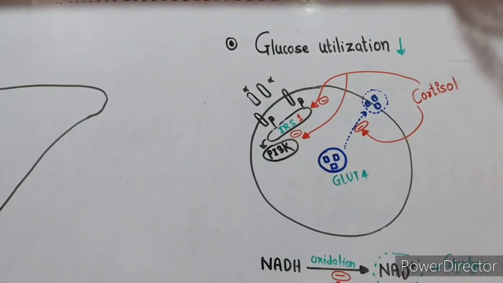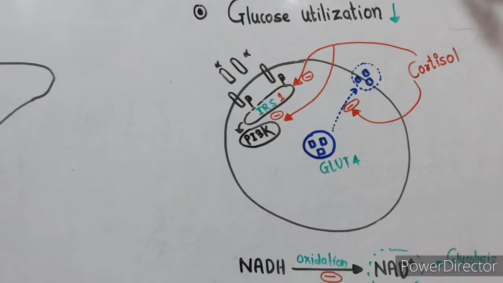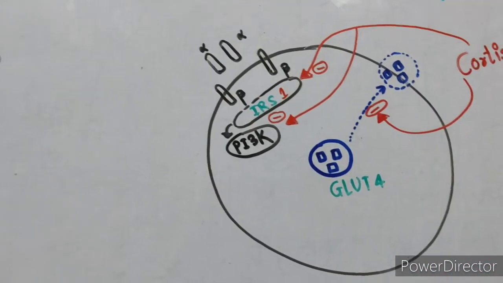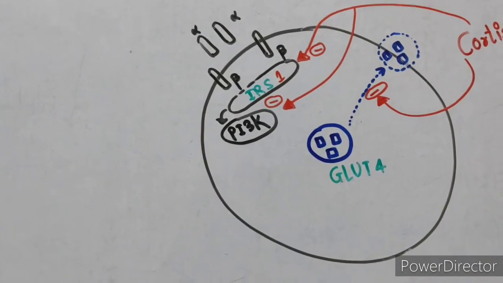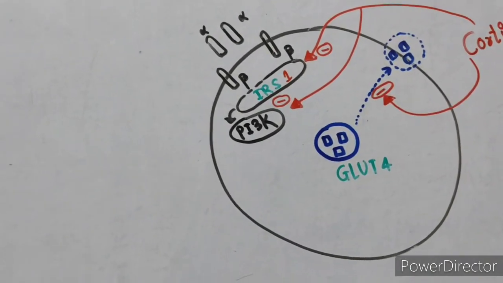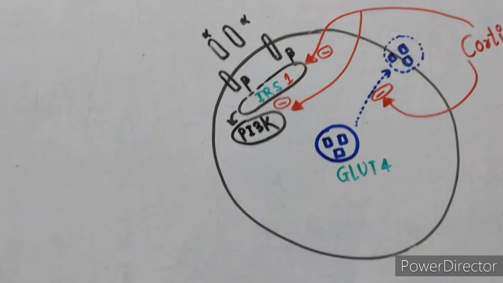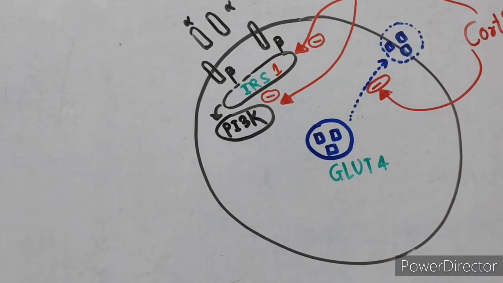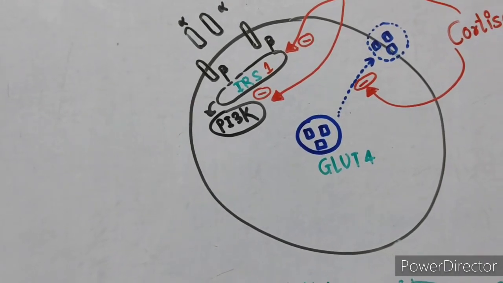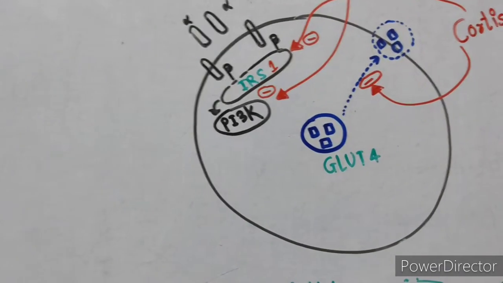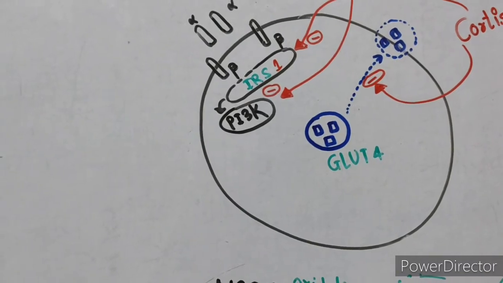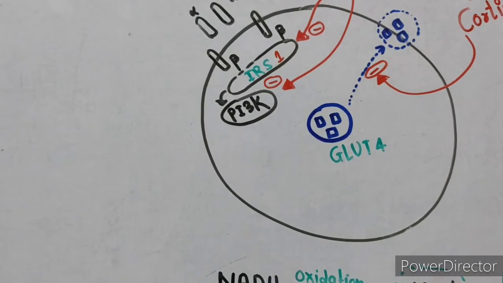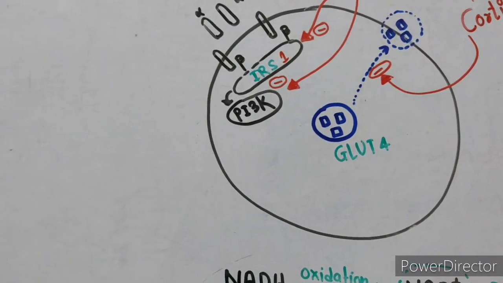The next function of cortisol is to decrease glucose utilization. This figure is of a cell. Insulin acts on its receptor, which has alpha alpha, beta beta subunits; it is a tetrameric receptor. When insulin binds to this receptor, phosphorylation of insulin receptor substrates takes place, and downstream signaling pathways like PI3K, phosphatidylinositol 3 kinase, are also phosphorylated, and the actions of insulin on different metabolism take place through these signaling cascades.